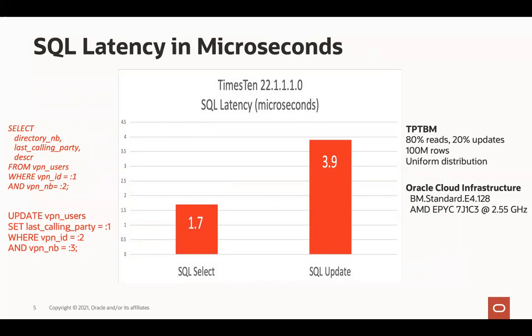In this slide, we're talking about SQL latency. Latency is how long it takes to do something, in this case, execute some SQL statements. We've got two SQL statements. The first one is a primary key lookup. The second one is a write or an update. Both of these are based on the primary key. What we're saying is, on average, it takes about 1.7 microseconds to do this SQL select for the primary key lookup. And it takes about 3.9 microseconds to do the update based on the primary key.